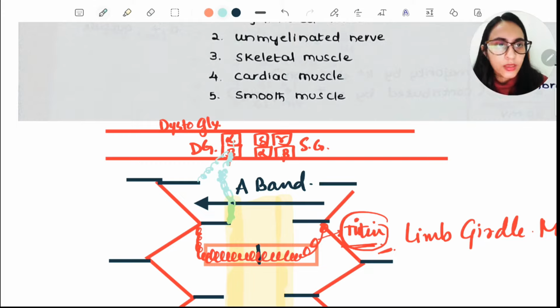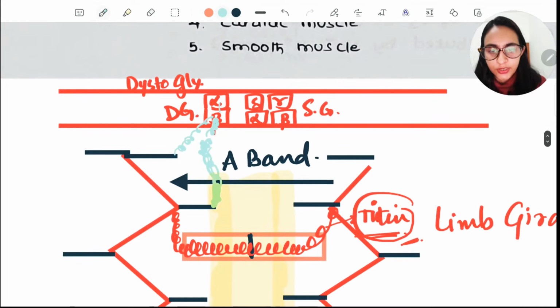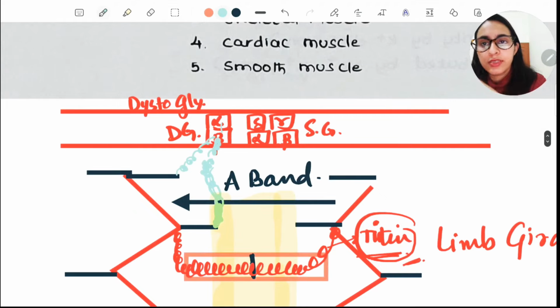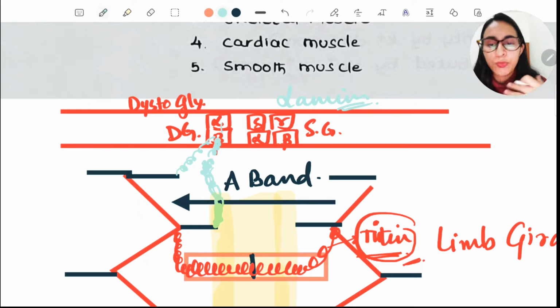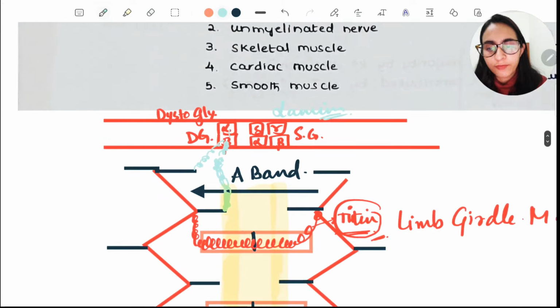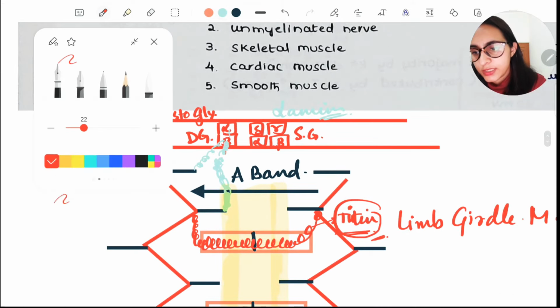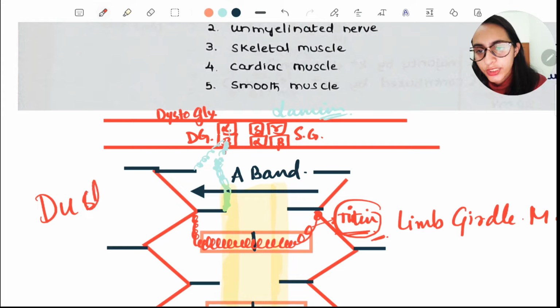Now the tension which is generated by the sarcomere, by the actin-myosin interaction, is transported exteriorly to the sarcolemma, and later to the laminin protein. This transport of forces, of tension from the muscle to the membrane, is because of the dystrophin protein. And a defect in dystrophin protein is seen in the case of Duchenne muscular dystrophy.